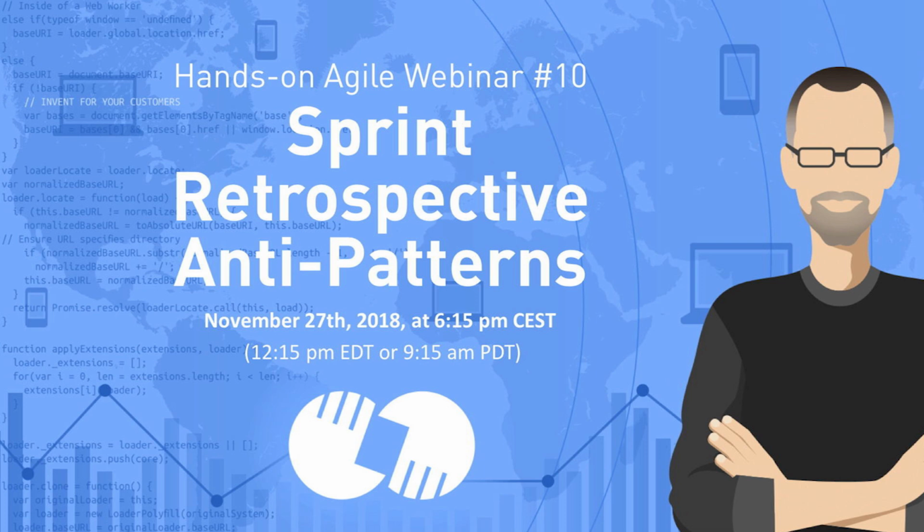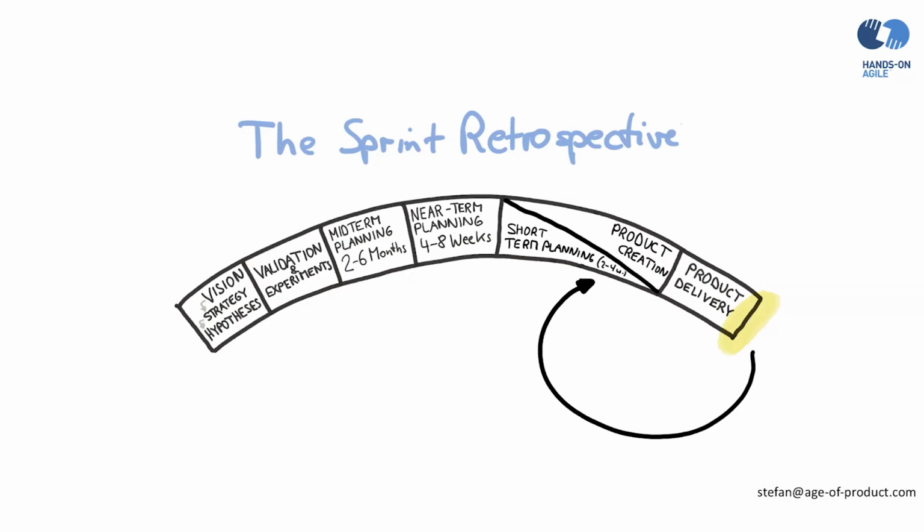Today, we will talk about one of the essential opportunities for inspection and adaptation, the Sprint Retrospective. Let's start with a look at the manual. According to the Scrum Guide, the retrospective is an opportunity for the Scrum team to inspect itself and create a plan for improvements for the next sprint.